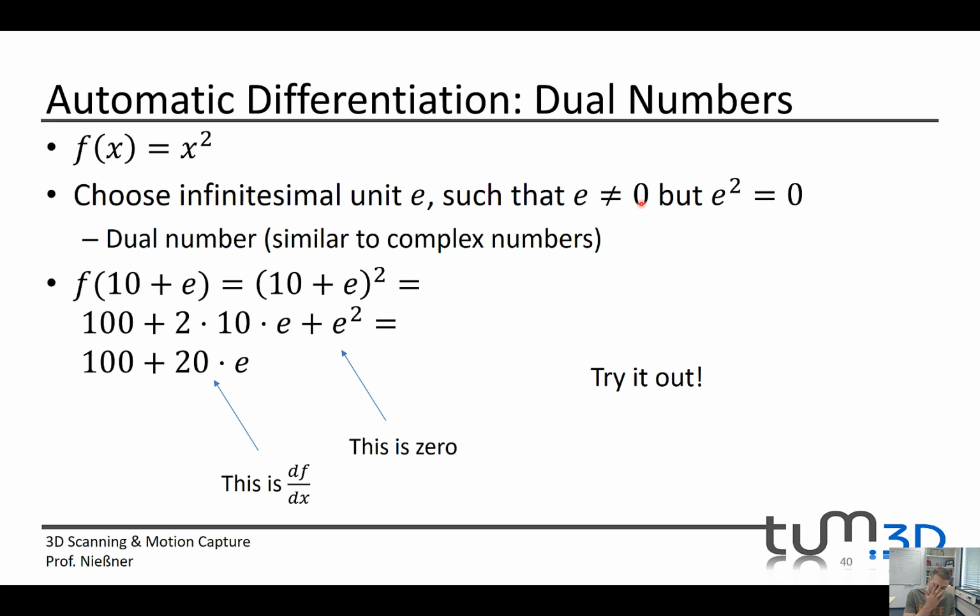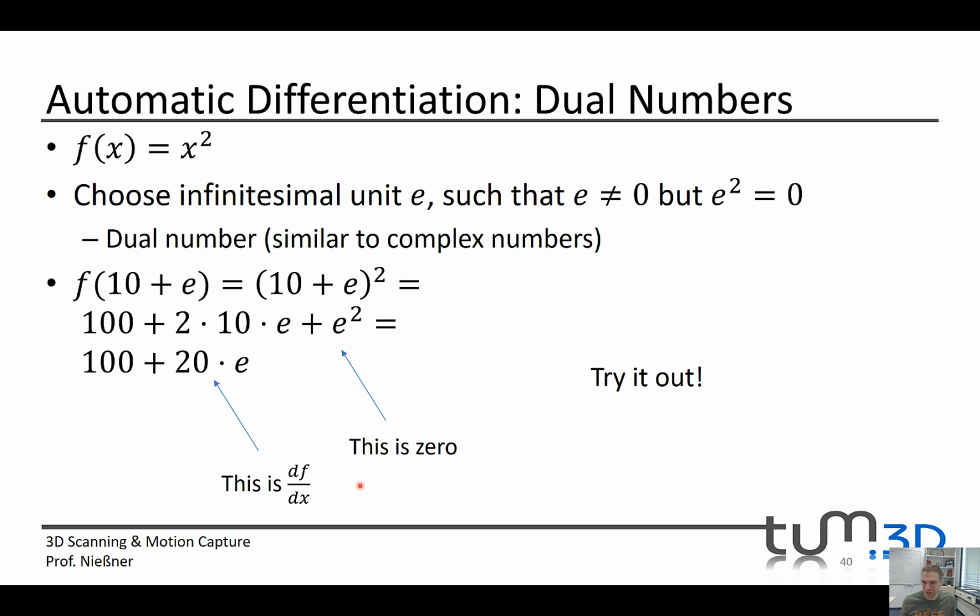And the idea is, if you have a function, you just say f of 10 plus e. You just add this e here. This is your dual number, and you just keep track of it. This is equal to 10 plus e squared, which is the function we have here, x squared. You have 10 squared plus 2 times 10 times e plus e squared. And now the interesting thing is, this square term is 0 by definition, and what's left of it, the term with e, is the derivative, which is funny, right?